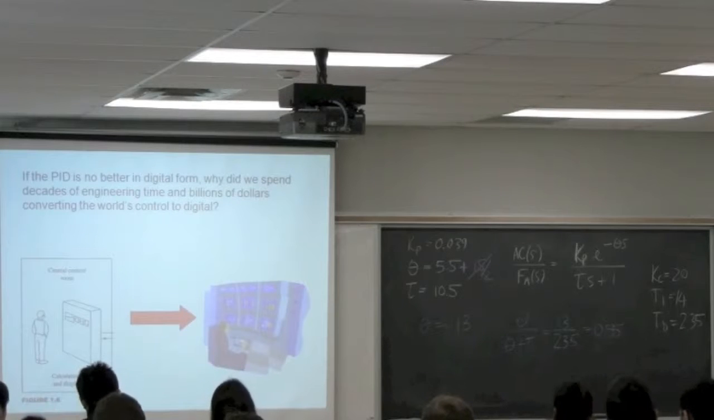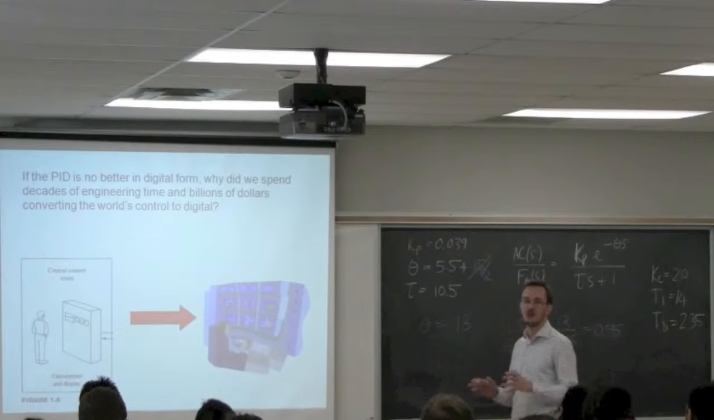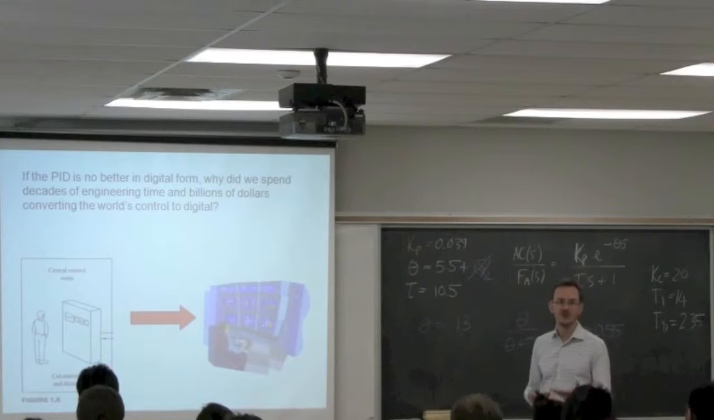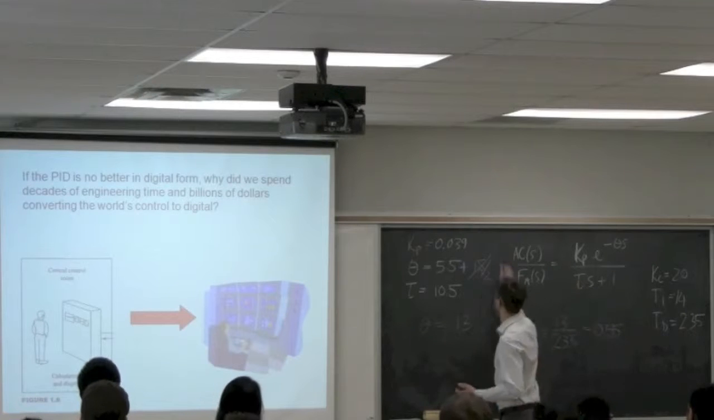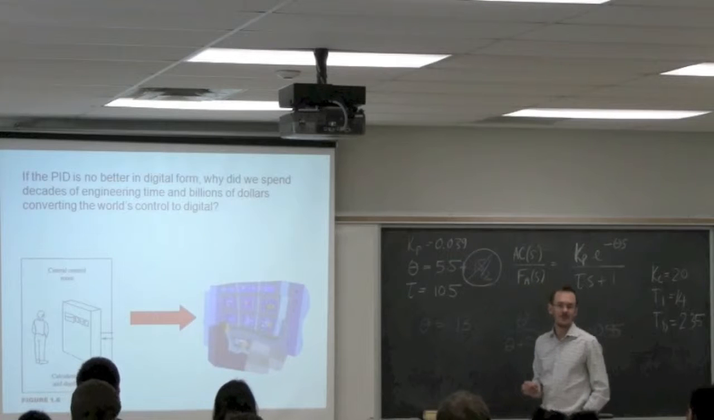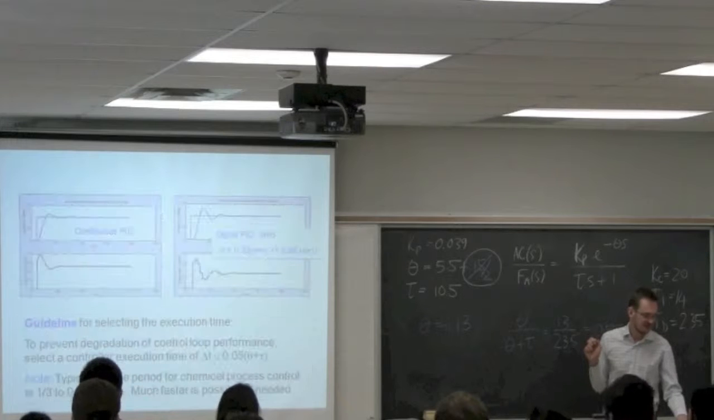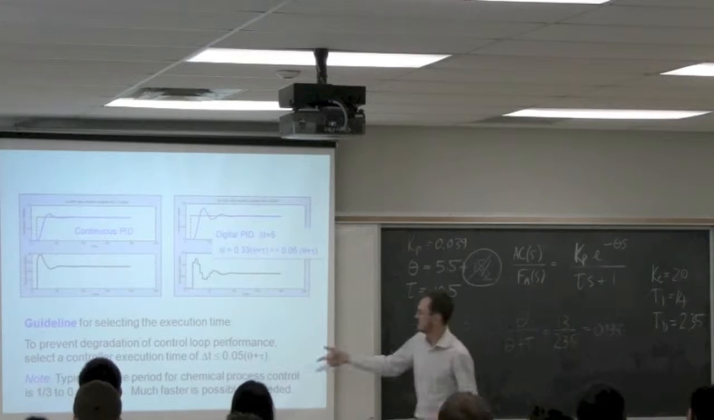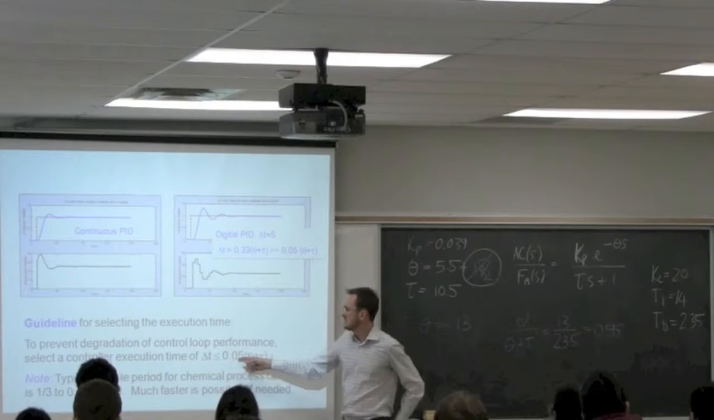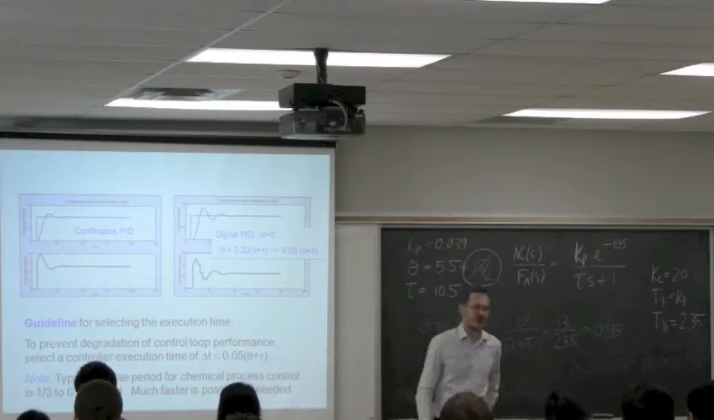Okay, so then here's the question. A PID controller in digital form will actually always be worse than continuous mode. Okay? Because of this time delay. You're always going to add a time delay on here. Why would we even use digital control? Now, I will just come back to a prior slide that I skipped over. And that was this criteria here. I forgot to talk about it. This criteria that says delta t should be less than 5% of theta plus tau.